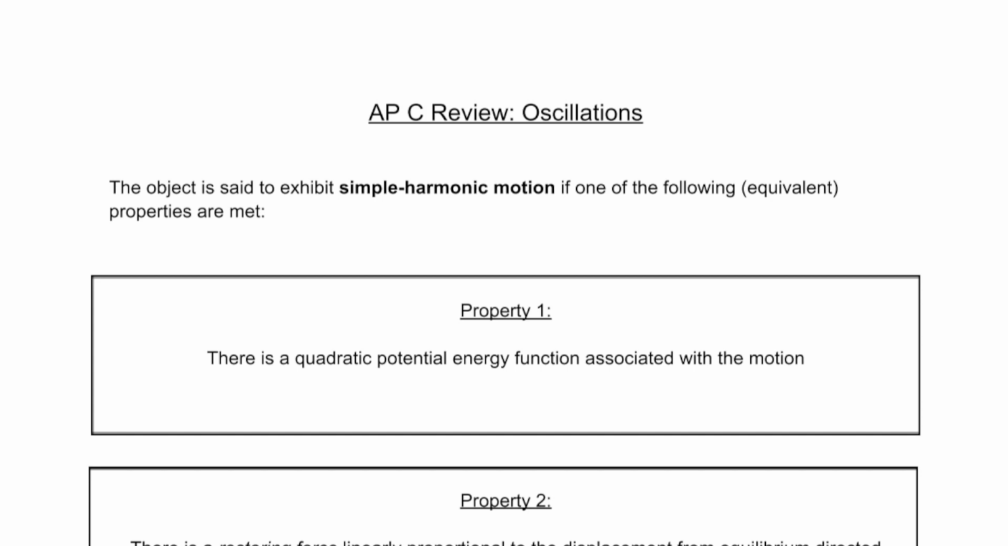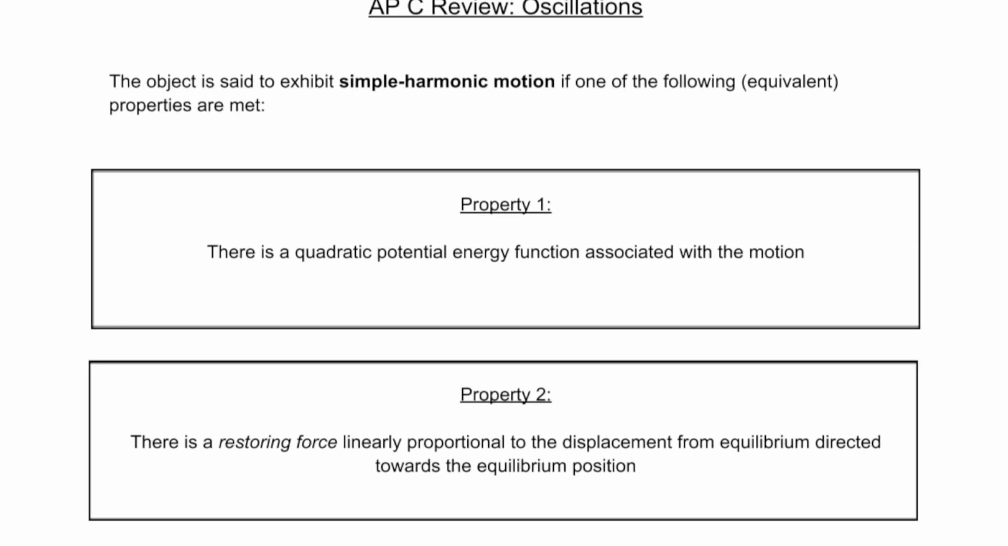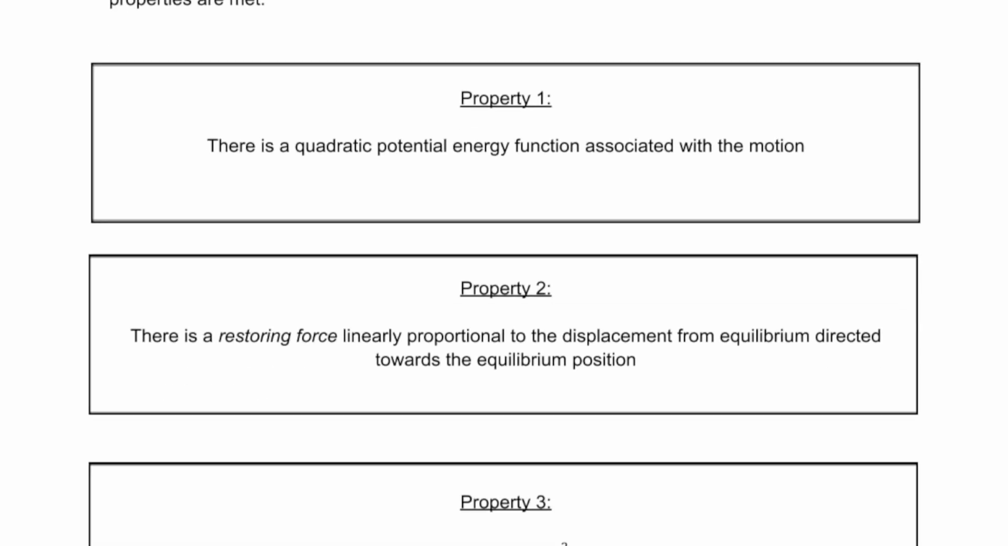So, simple harmonic motion has these defining properties, and any of which are satisfactory on their own to show something is simple harmonic. So, first, there's a quadratic potential energy function associated with the motion. So that's our first condition. So what that means is that your function U of x is equal to some constant times x squared. So if we're graphing potential energy as a function of x, we should be getting some sort of a parabola.